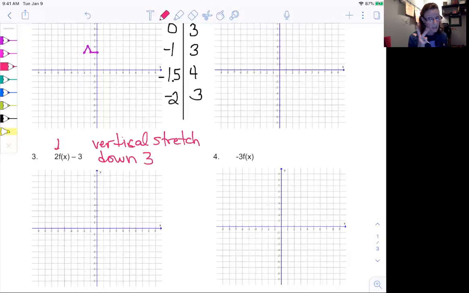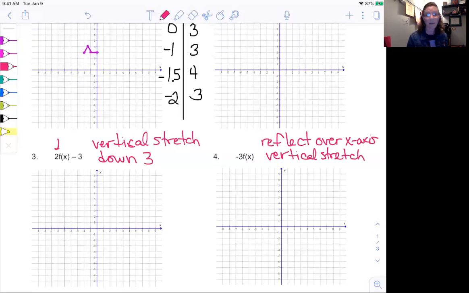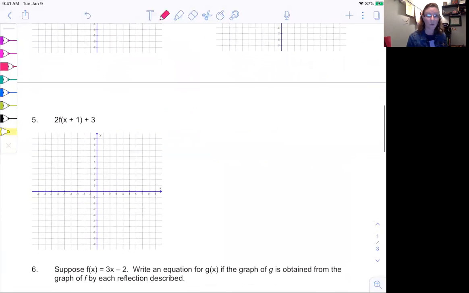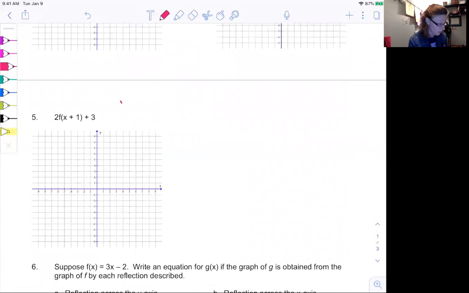Looking at number 4, there are 2 things happening here as well. There's the negative sign, which means it's reflecting over the x. And then the 3 is that vertical stretch. Again, nothing's in parentheses with x, which means the x isn't changing. So I would be taking all my y values and multiplying them by a -3. The negative makes it flip over the x, and then the 3 makes it stretch vertically. The last one that you had to graph here had a 2 in front. This 2 in front makes it a vertical stretch.